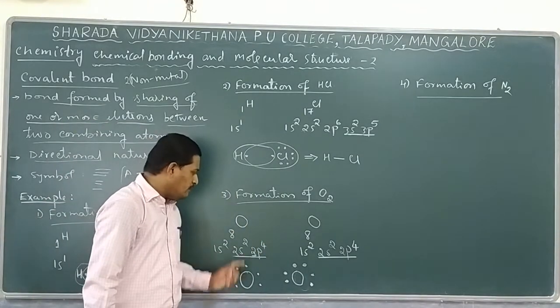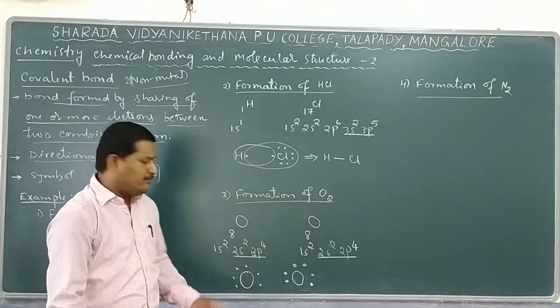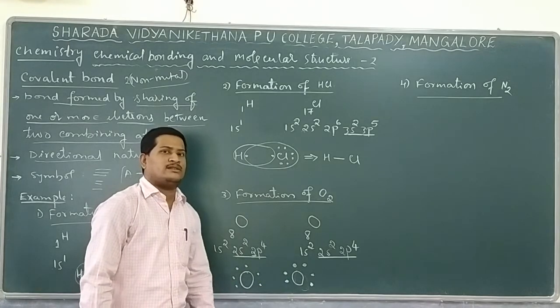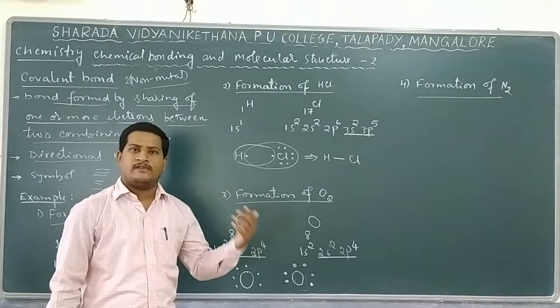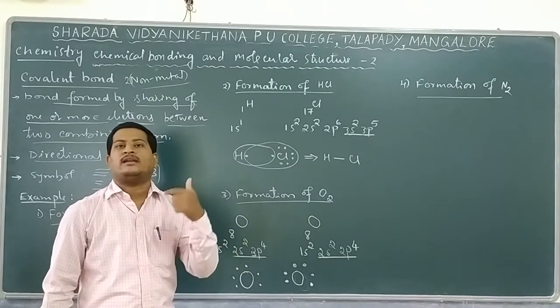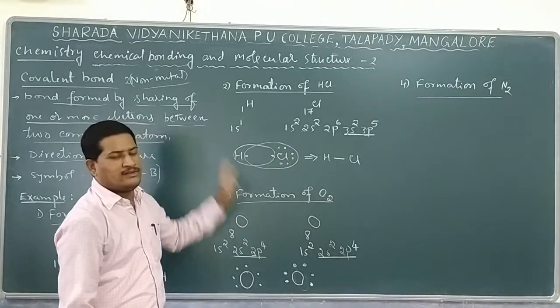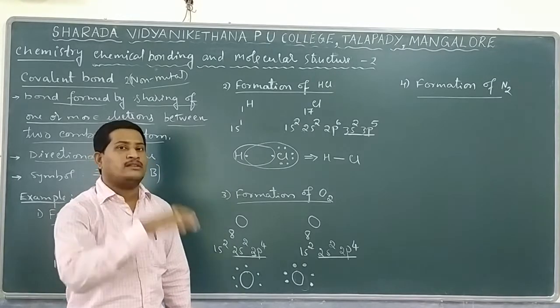Now carefully observe whether it is stable. No, this oxygen is less stable. Why? Because it is not satisfying the condition for stability. What is the condition for stability? Why will an atom form bonding? An atom should form bonding for two reasons. One, to attain noble gas configuration, that is ns2 np6 configuration. Another, to attain octet state, 8 electrons present in the valence shell.